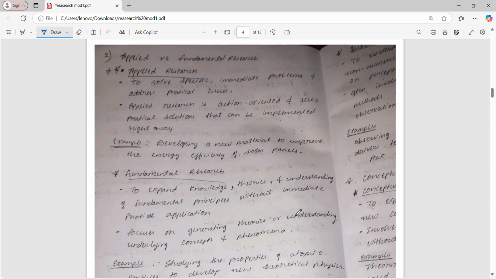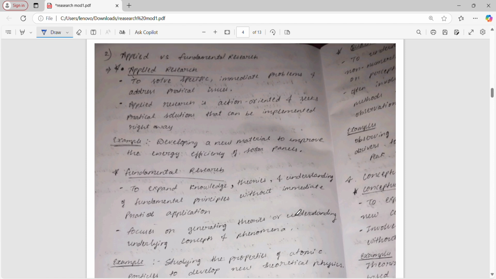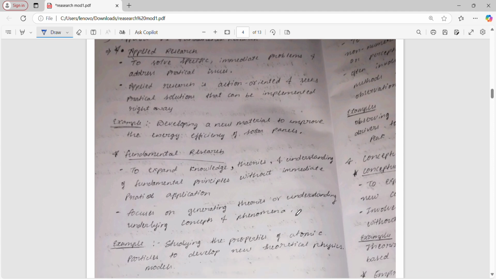Okay, applied research means to solve specific immediate problems. To solve specific immediate problems, we will use applied research. Applied research is action oriented and seeks practical solutions that can be implemented right away. Example: developing a new material to improve the energy efficiency of solar panels.